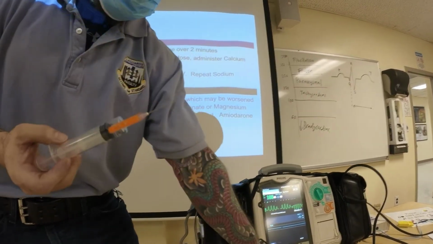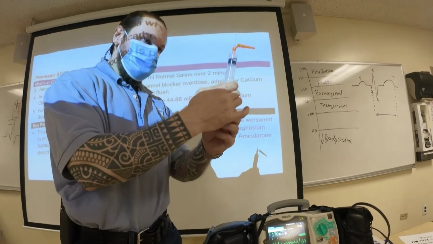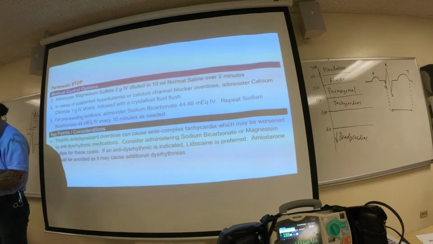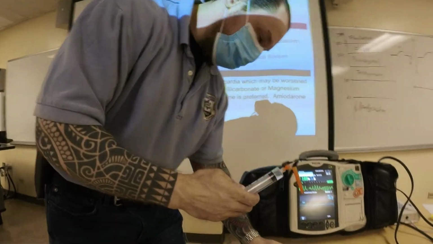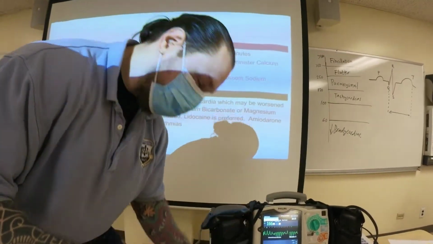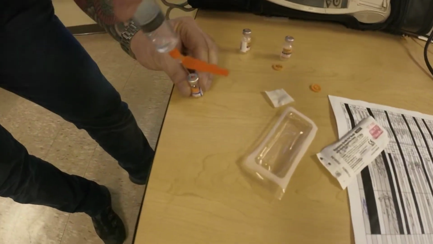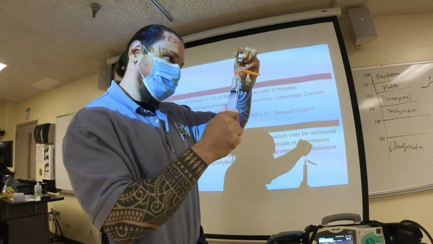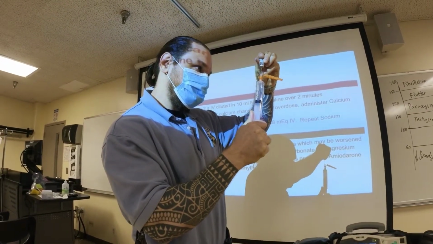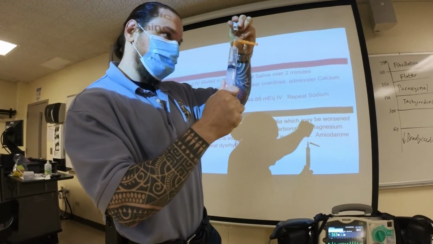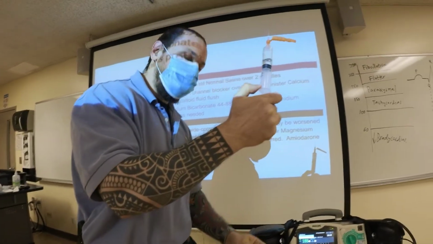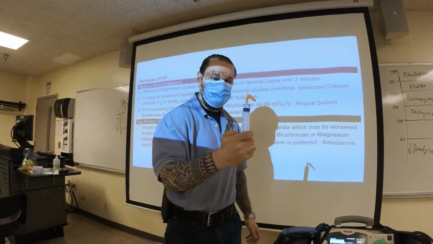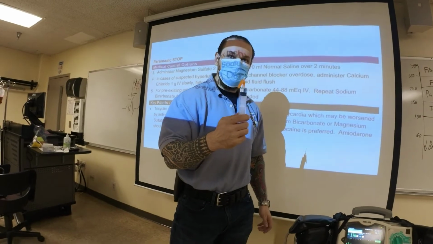So let's pretend I have, we actually have another vial here. Put some air so I'm able to draw it up. So now I have 2 grams, right? So what do I do next? 100 mLs of saline? Oh, 10 mLs.